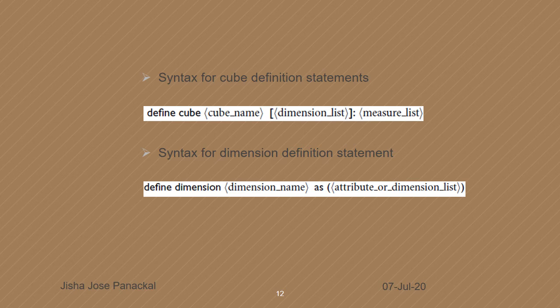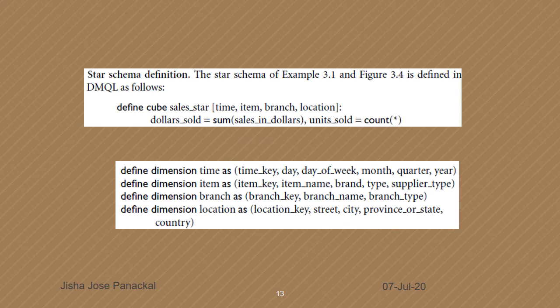And we have to define dimensions. For that we use the syntax define dimension, with any dimension name, for example item, and we can use some attributes for describing that particular dimension. For example, if we are defining a dimension item, we can have item name, brand, type, etc. as the attribute names. So this is the example we can have, with the same example of AllElectronics.